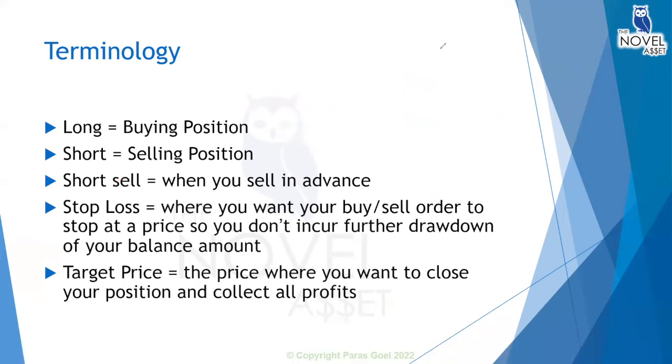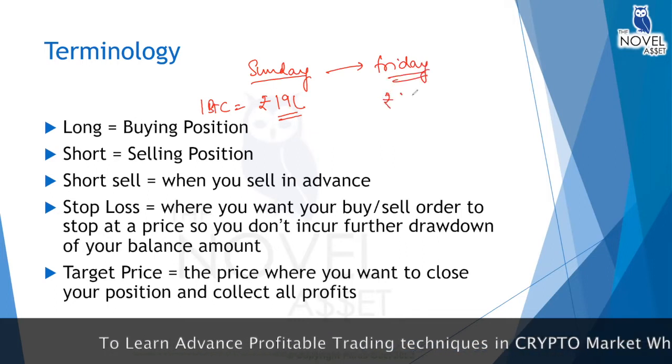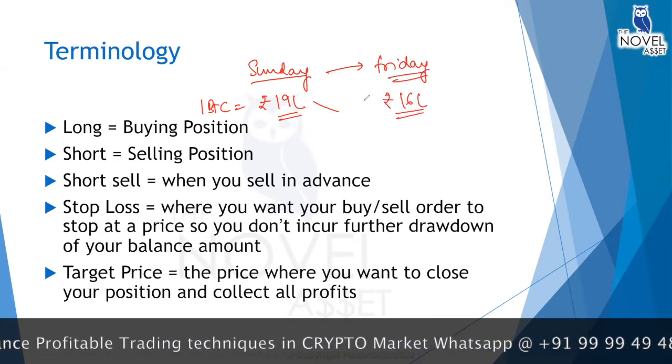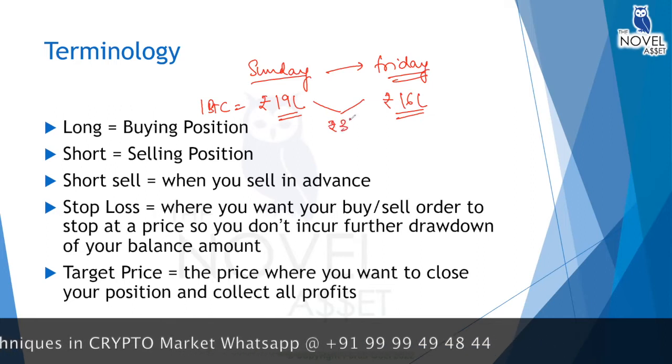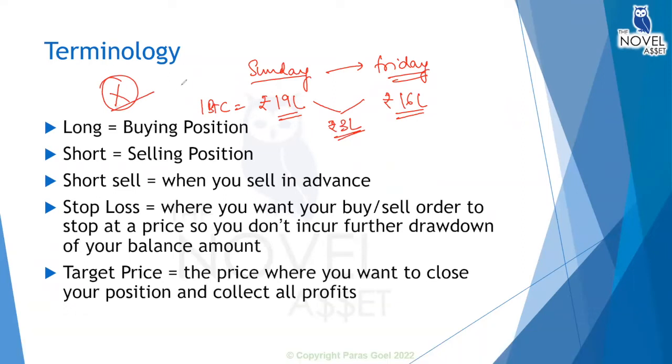How do I short sell in the market, and how can we realize profits from short selling? Okay, I'll just give you a repetition. Let's say on Sunday, right now the price of Bitcoin is 19 lakh rupees. 1 BTC is equal to 19 lakh rupees. I have an analysis that by this week, let's say on Friday, the BTC will go to 16 lakh rupees. So I know that this difference of 3 lakh rupees will be there in the price. But right now I have no holding of BTC. I have 0 BTC in my wallet.